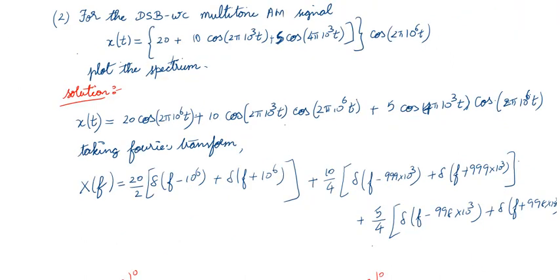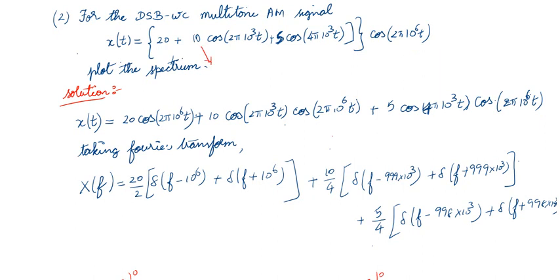Next, this problem you can see here is a double sideband with carrier, and it is a multi-tone amplitude modulated signal. If you see clearly, as I said, the highest frequency is the carrier frequency. What are the frequency components present? If you observe very closely, this is the first message signal. I can make a note here.